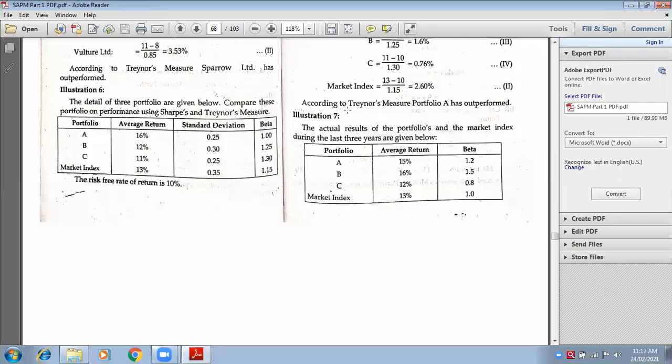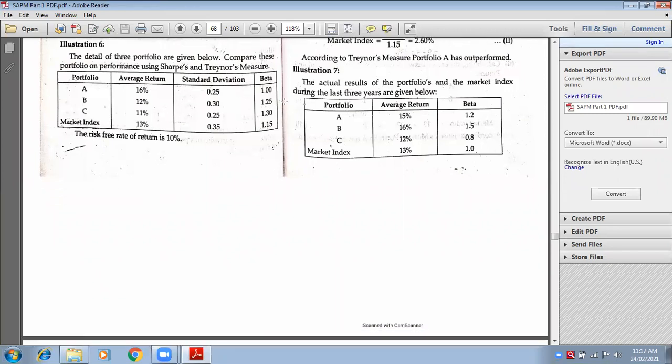See, today we are going to start with the Jensen measure. Yesterday we did the Sharpe and Treynor measures. Okay, see, look at this question number 7.